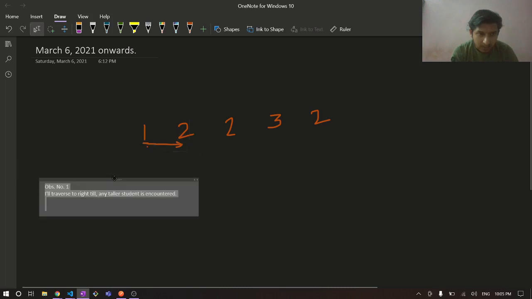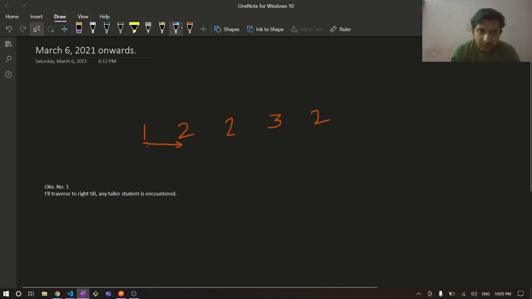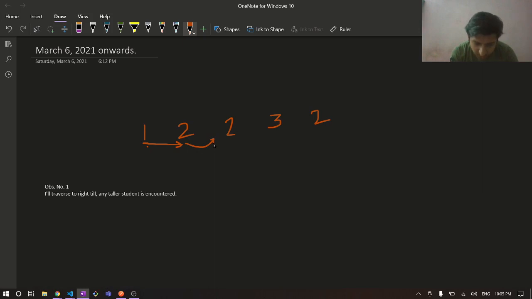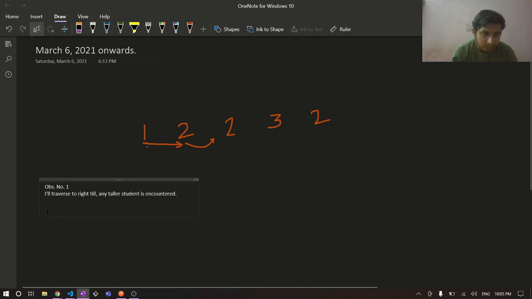Let me move it somewhere else. Okay, this is the first observation. The second observation is that if any student with equal height or smaller height is observed, then I will count only the student with equal height. So let me write it here. Observation 2.